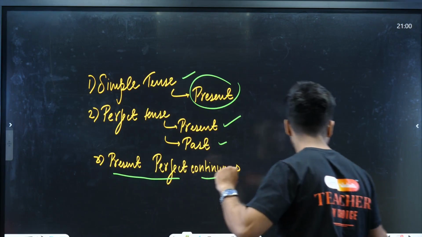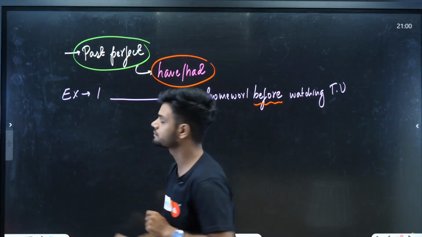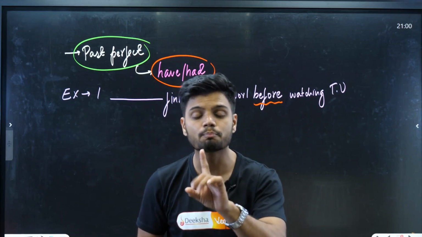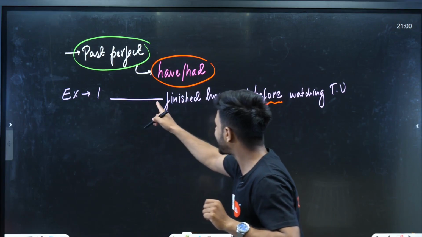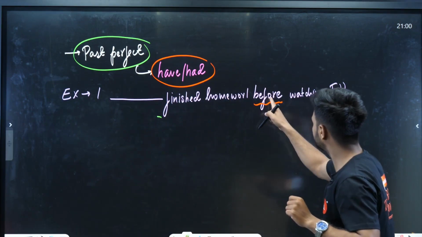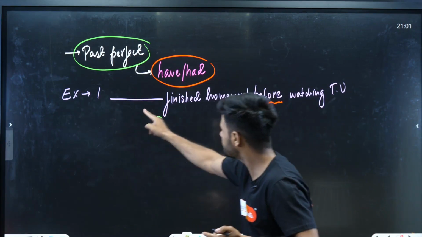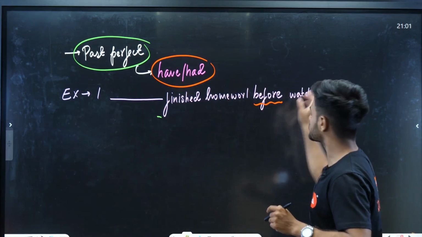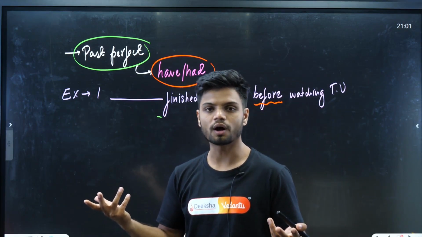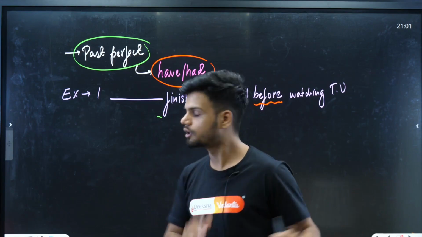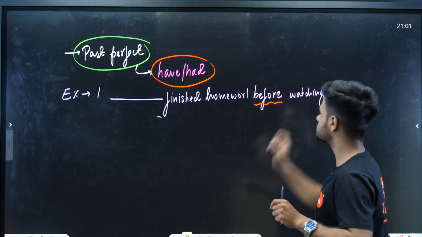Okay, the first one, listen to me very carefully. The first one is your past perfect tense. Now let me read a statement for you: I dash finished homework before watching TV. Now I can read it as: I have finished homework before watching TV. Does it sound correct? You're like, yes sir, I have finished my homework before watching TV. Or: I had finished homework before watching TV.